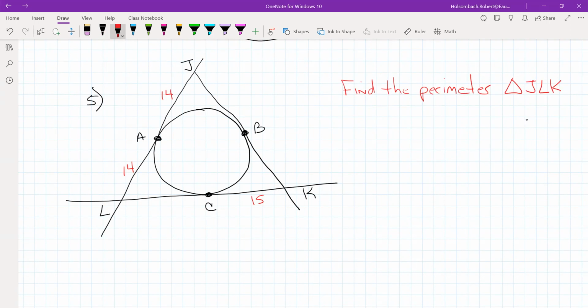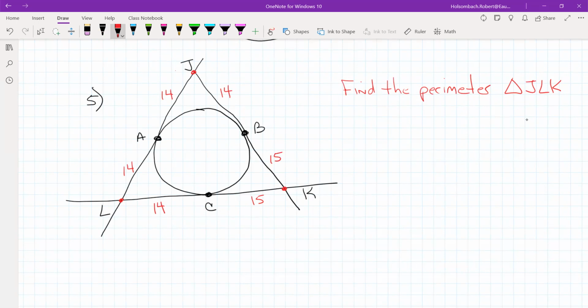All right, so what we've got here are tangents coming from the same exterior point. So tangents to a circle that come from the same exterior point are congruent. So if J to A is 14, J to B is also 14. If L to A is 14, then L to C is 14. If K to C is 15, then K to B is also 15.